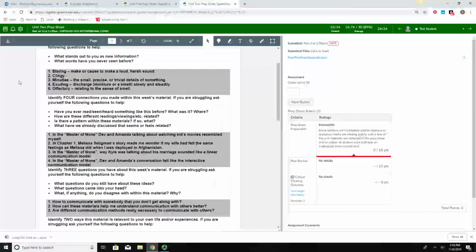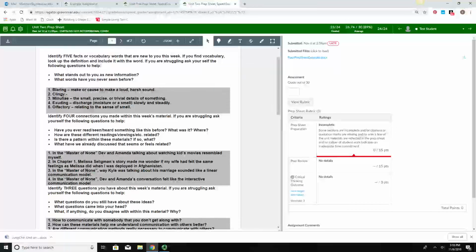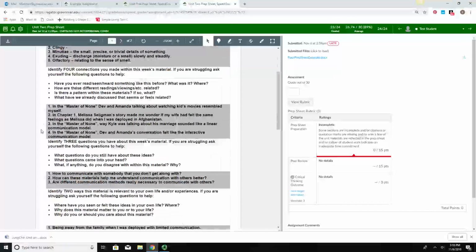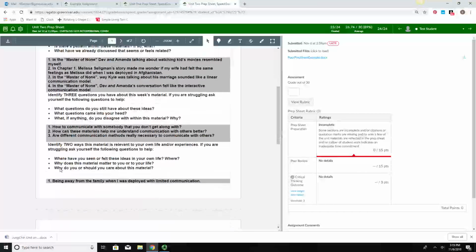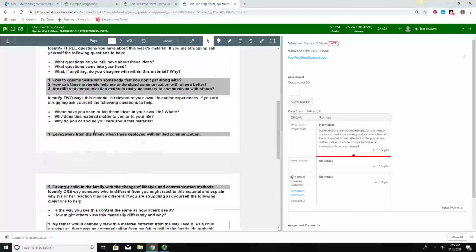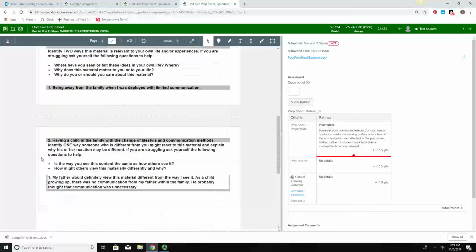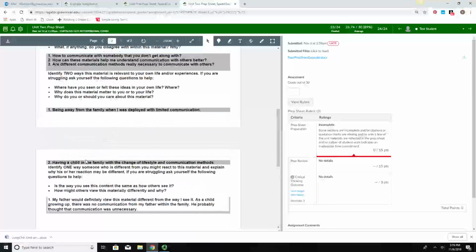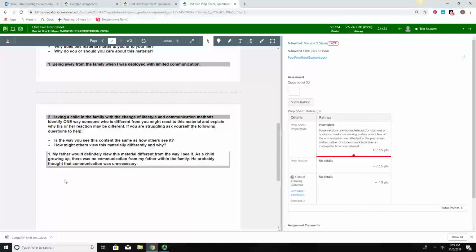What they do in the assignment is they come up with 5 new facts or vocabulary words. They make connections between the content that they viewed for the week and themselves or other materials. They ask questions about the content. They pose questions about the content. They make applications of the content to their own lives. And then they also put themselves in the shoes of someone else and ask themselves how that person might view this content differently and why.